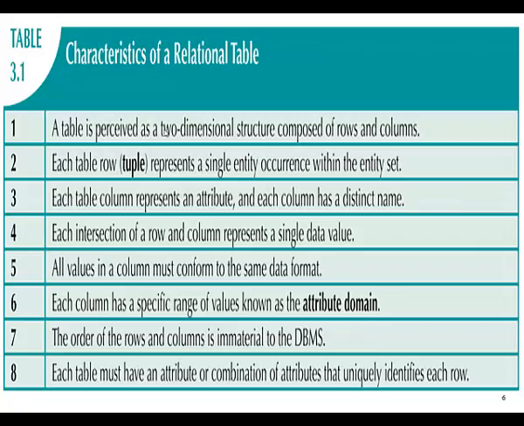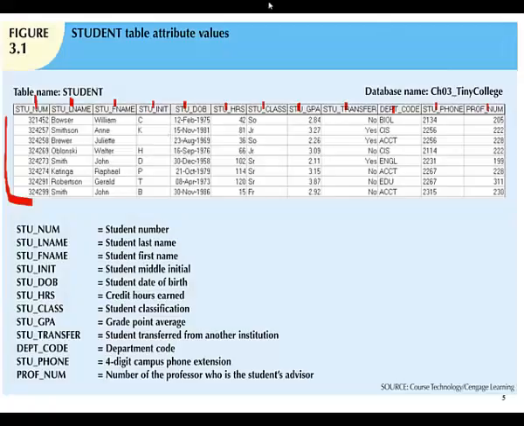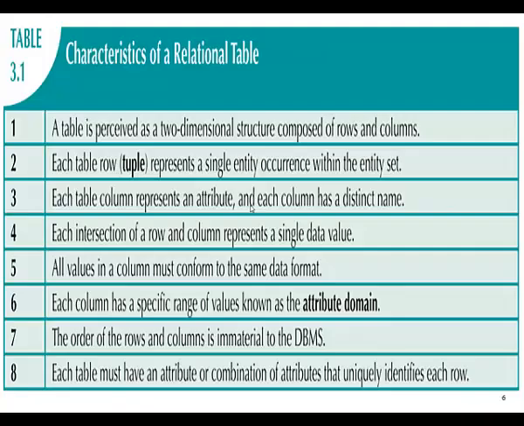Each row and column intersection, for example right here, can have only one value. We have the row of Gerald Robertson and the column of student hours, and it can only have one value. In this case, it's 120. So the values of a particular column all have to be in the same format. The column has a specific range of values that are in that format.